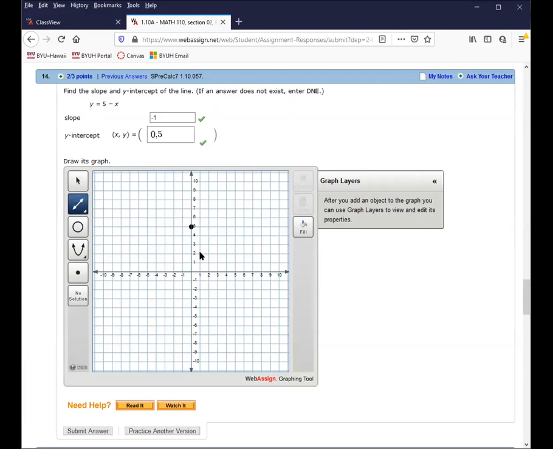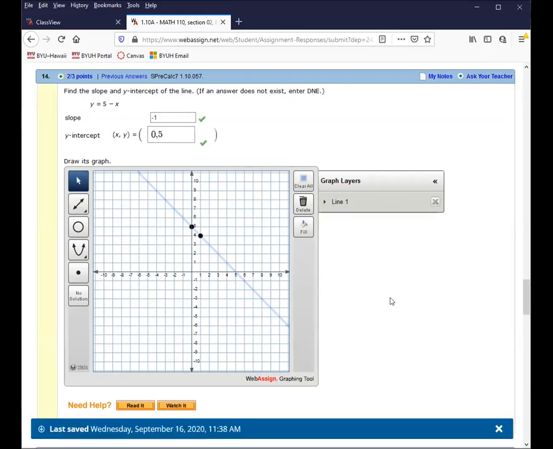Then you want another point. So you can use the slope to find another point. The slope is negative 1. So that's rise over run. The negative 1 is also the same as negative 1 over 1, right? So you could go down 1 and across by 1, and that's going to be another point. Or if you were to go back 1 and up 1, that would work too.